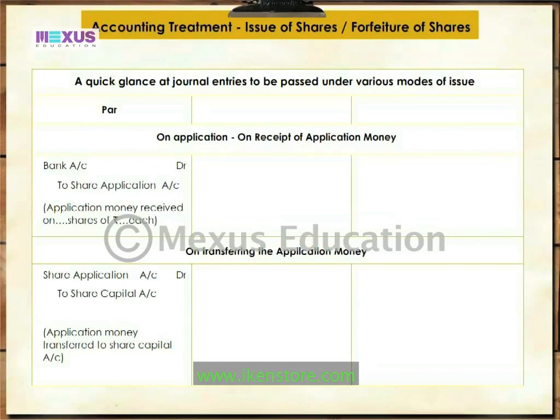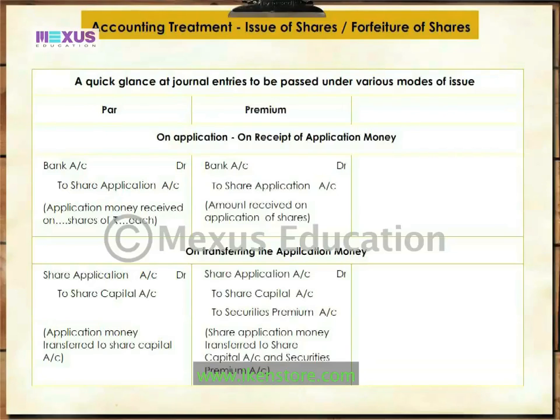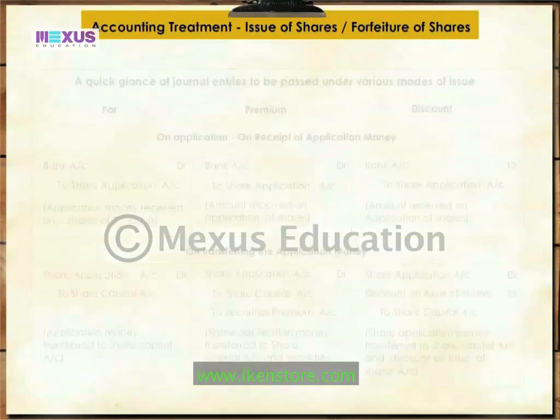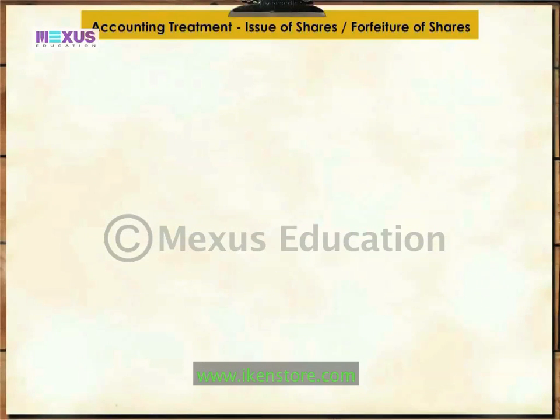A quick glance at journal entries to be passed when shares are issued at par. A quick glance at journal entries to be passed when shares are issued at premium. A quick glance at journal entries to be passed when shares are issued at discount. The journal entries would appear as shown.